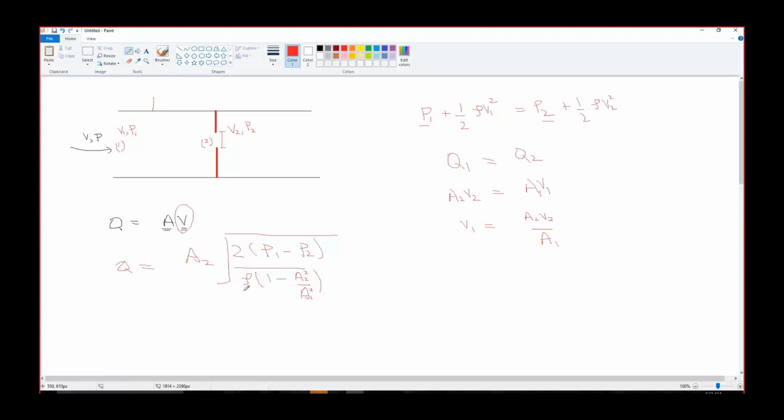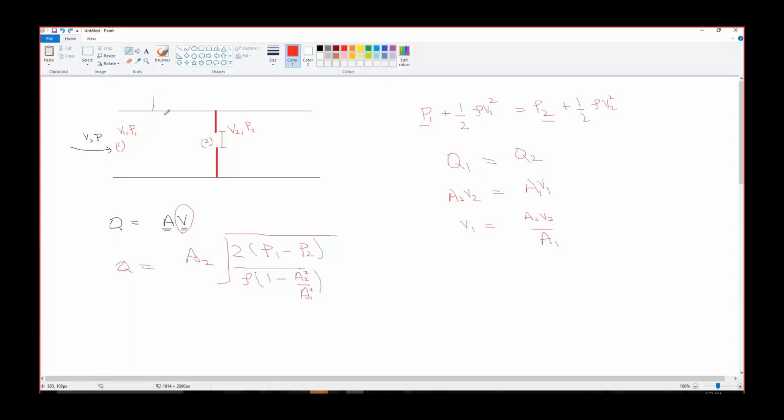So we know density. If we know what type of fluid is flowing, we can know density. We know both the areas A2 and A1. We can measure P1 and P2. If I install a pressure gauge here, it will give us P1. If I install a pressure gauge here, let's say here, it will give us P2.